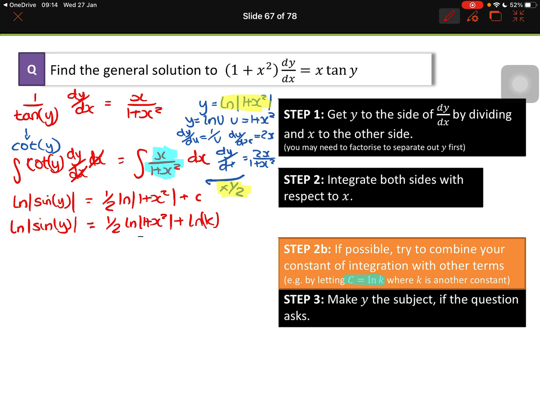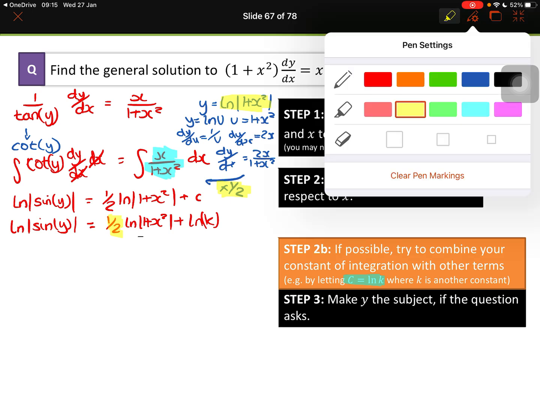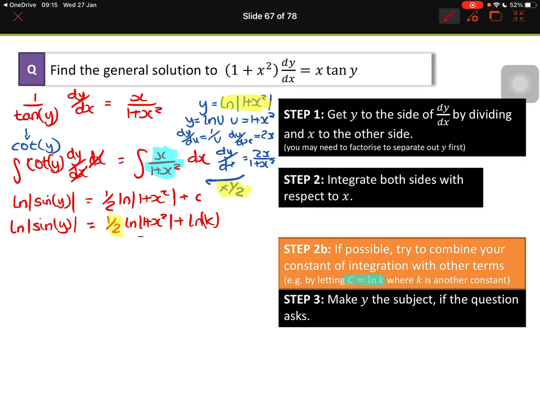Now I do that because it means I can combine lots of this together. I need to simplify my log naturals. First thing I need to get rid of is my half in front. If I've got a half multiplied by my log natural, I know I can change that to be a power. So that's going to end up being log natural 1 plus x squared to the power of a half plus log natural k.